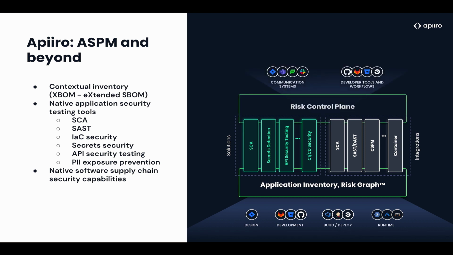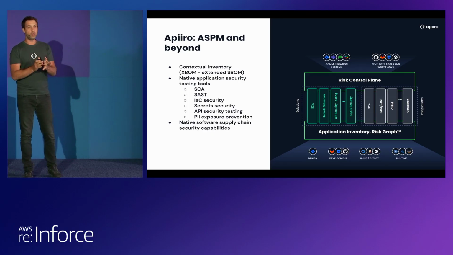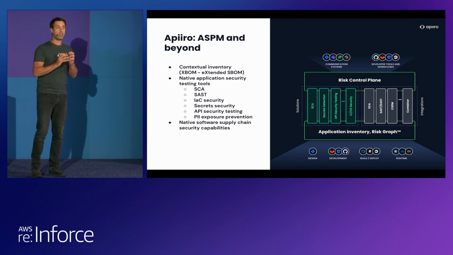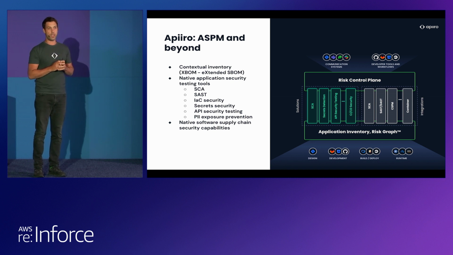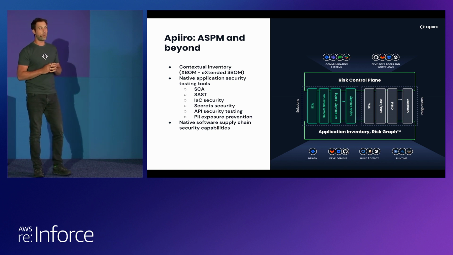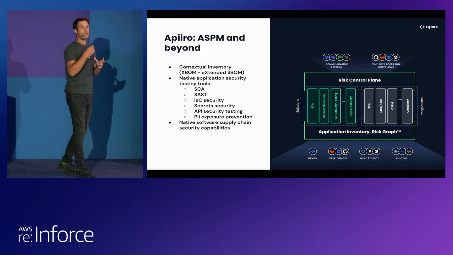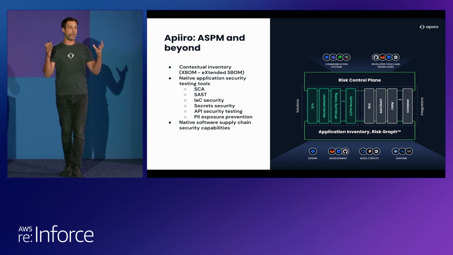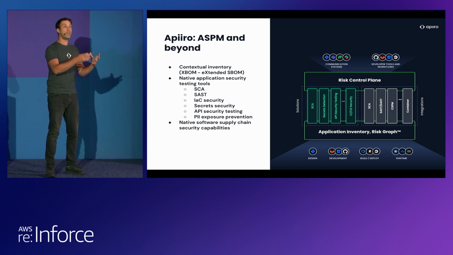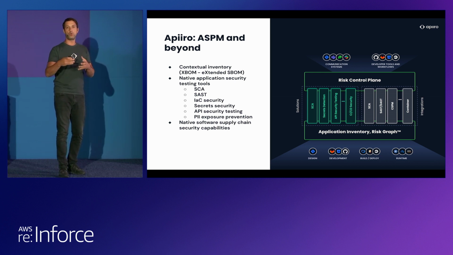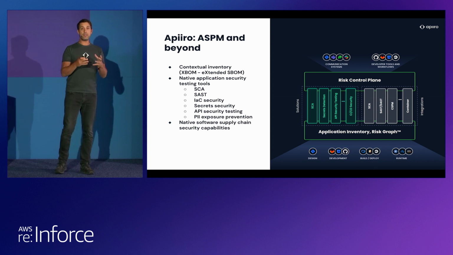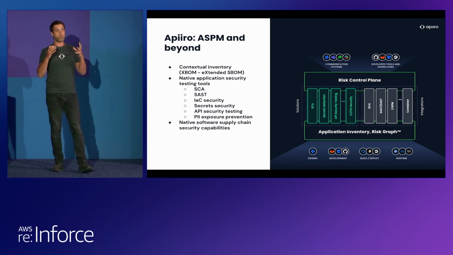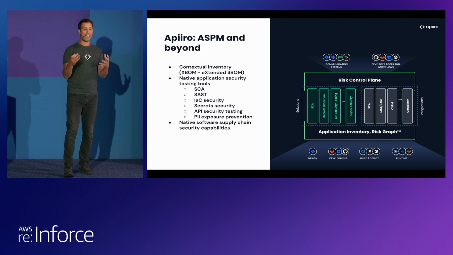And lastly, we built a risk control plane where you can define policies and say, you cannot use these encryption frameworks in my organization, and I will block the pull request or the build pipeline if you are violating my organizational governance. Or you cannot expose sensitive data through these APIs. And this is what we've built beyond the ASPM.